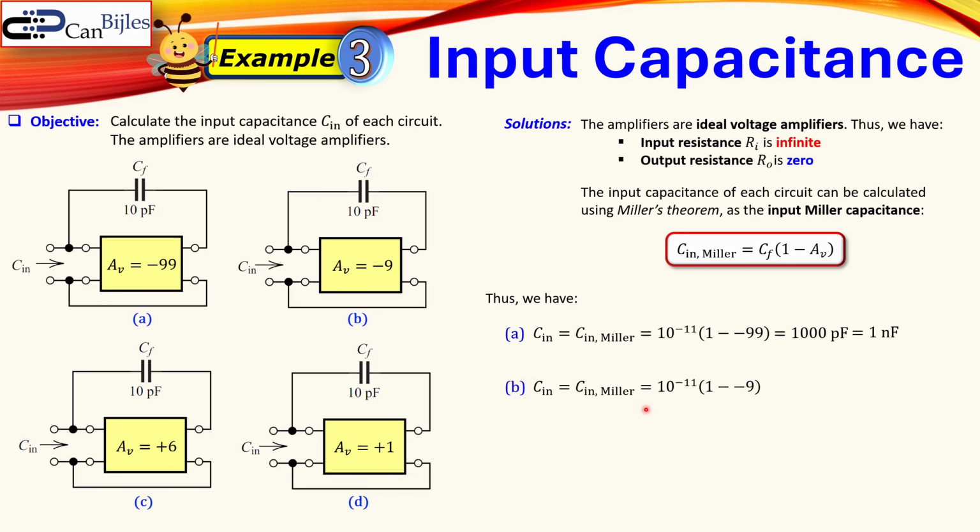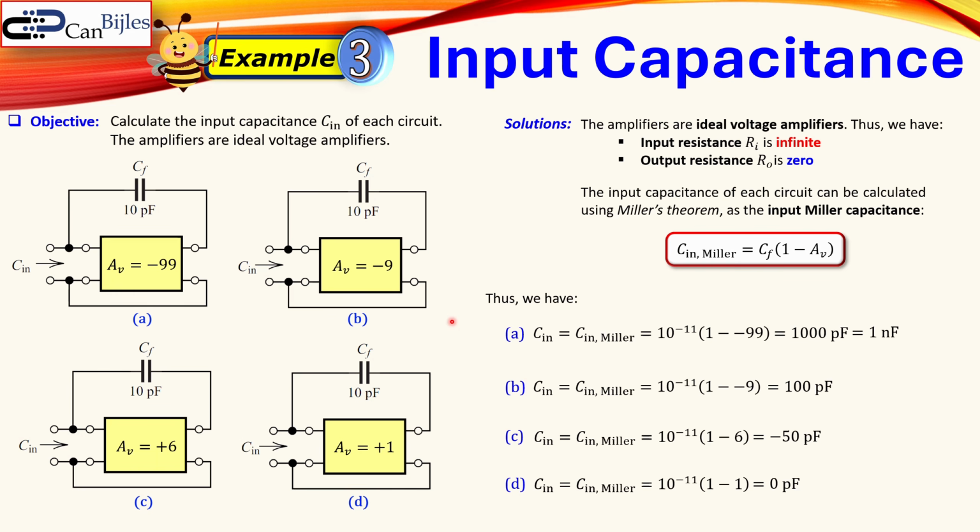Situation B, that will be a different gain, which is minus 9, so you go up by 10 times, so you get here 100 picofarads. Situation C is interesting again, because now you get a positive gain, and that will create minus 50 picofarads. It's also possible. And how about C in the situation D? Well, the gain is exactly 1, so you get actually 1 minus 1, and your input capacitor here is 0. So you get here 0 picofarads, equivalently looking between the input nodes for this situation.